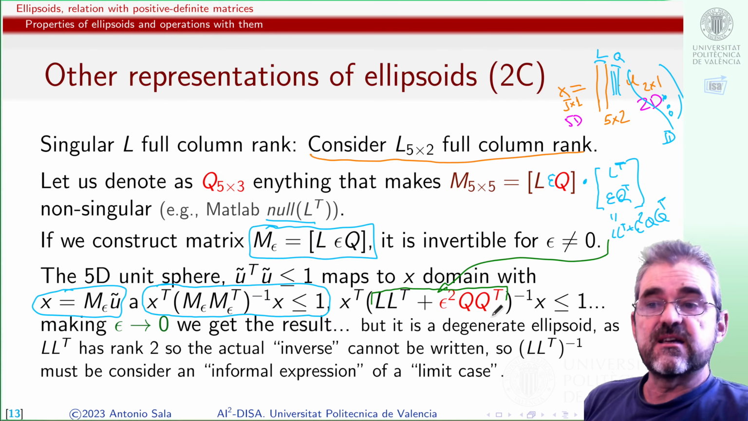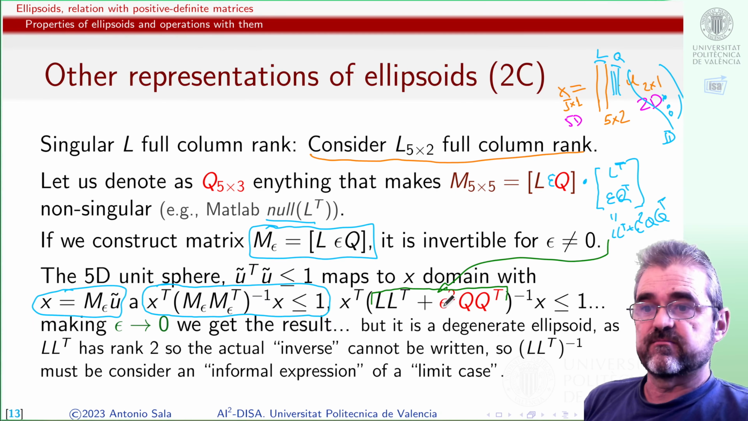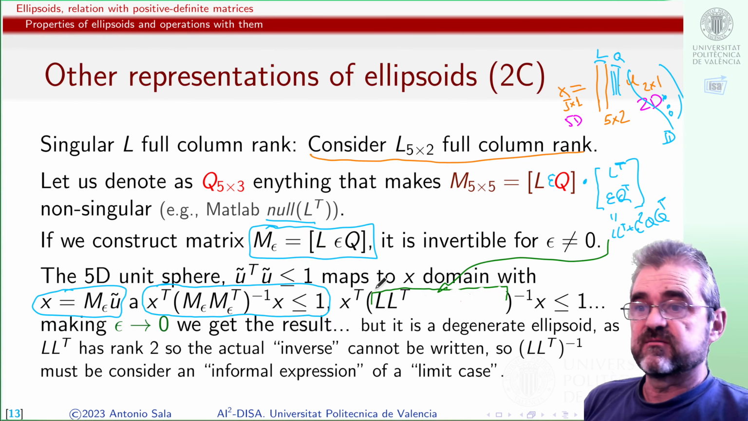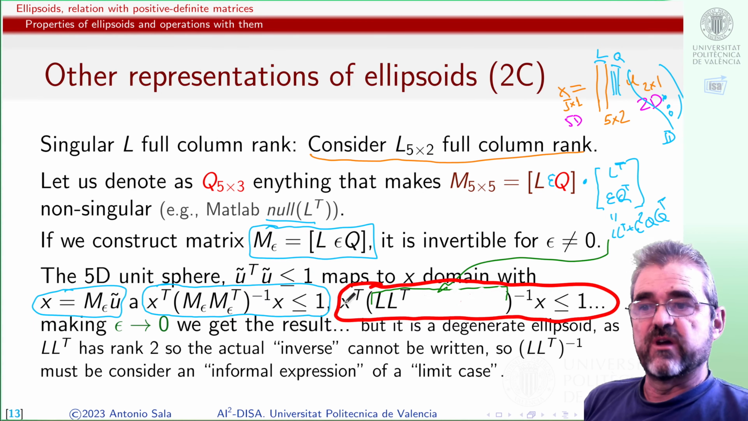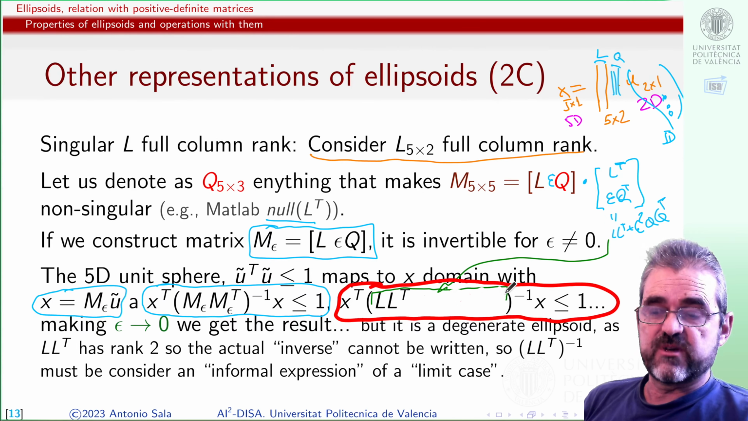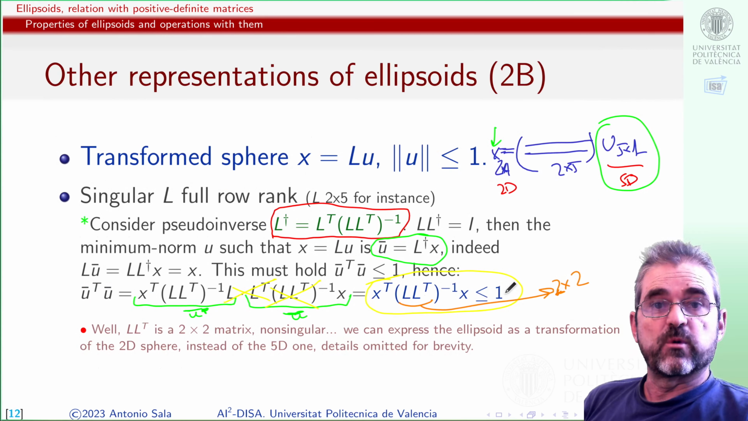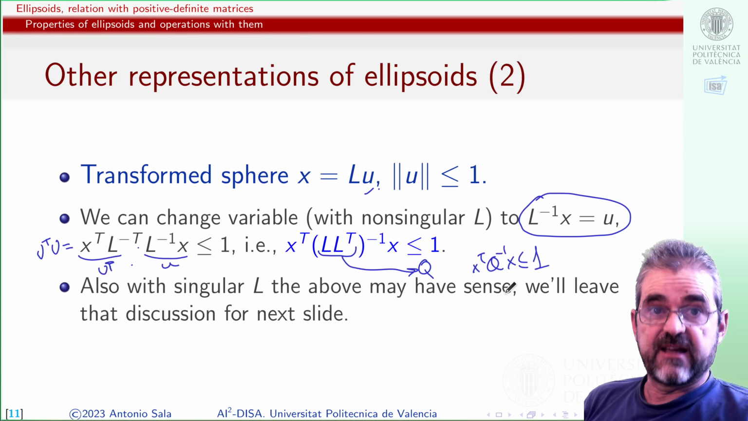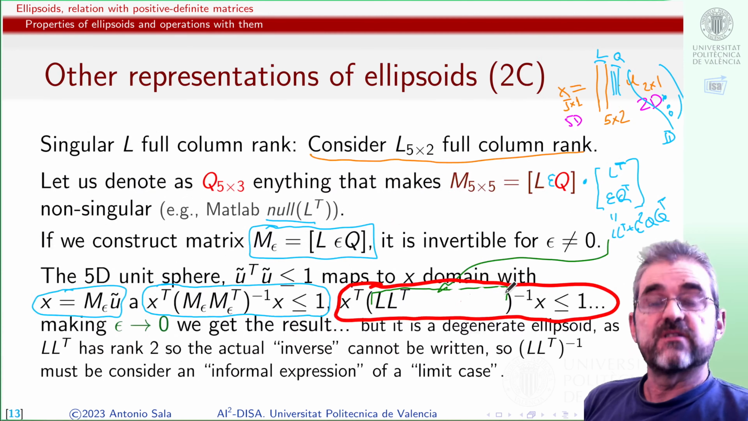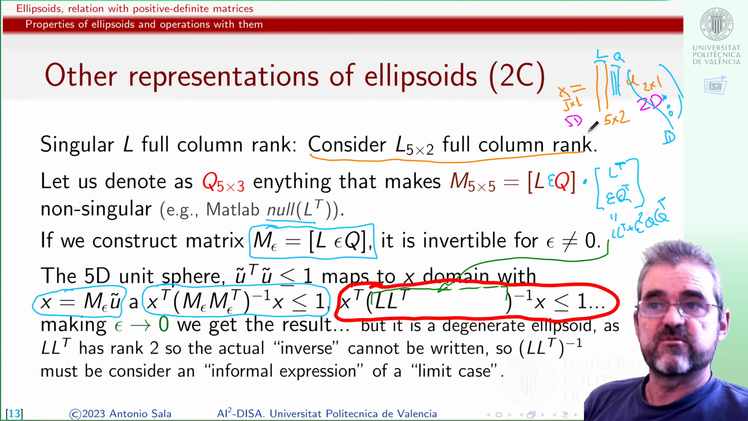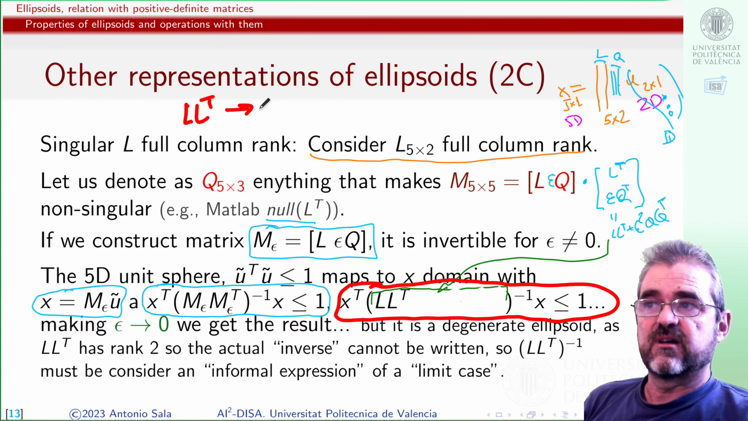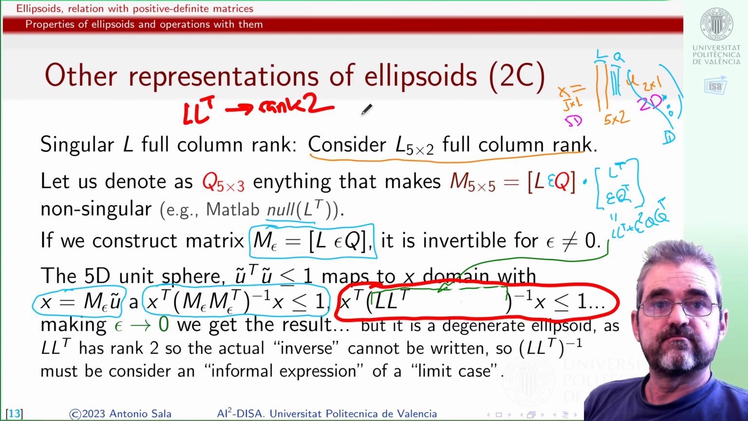Then, okay, the limit case with epsilon equal to 0 will make this disappear, and we'll have again the formula we are looking for, (L L transposed) minus 1, identical to the full row rank case, or the full rank invertible case. But in this case, it will be a degenerate ellipse, because this L of size 5 times 2, L transposed, has rank 2. No new independent directions, no volume will be created.